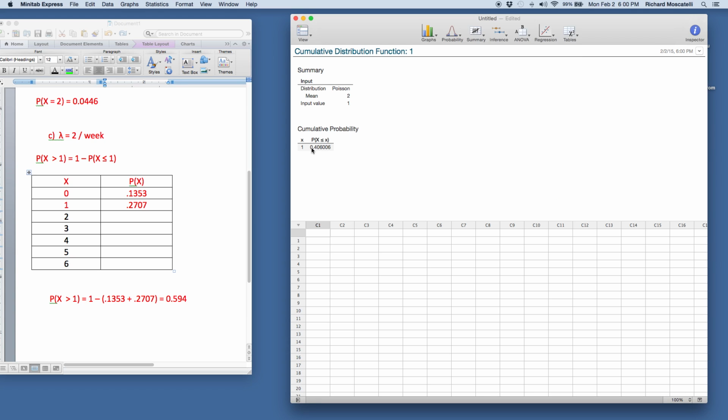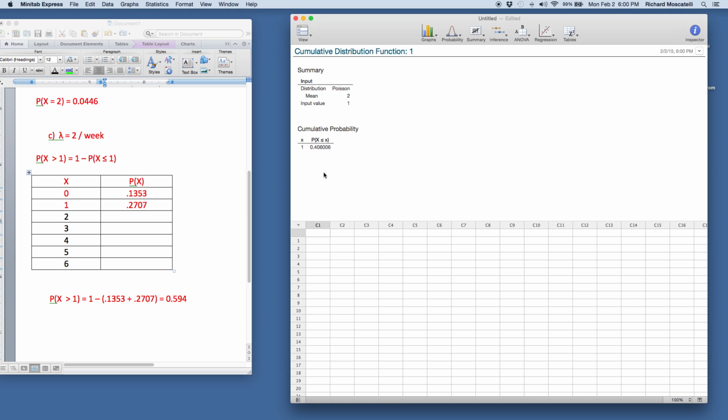There you go, 0.4060. And look at the output. First of all, it's saying it's a cumulative probability. I'm giving it a value of 1, so there's the 1 right there. But look at the statement right here. It says the probability that x is less than or equal to 1. So not only does it work out 1, it works out 1 and everything that comes before it.